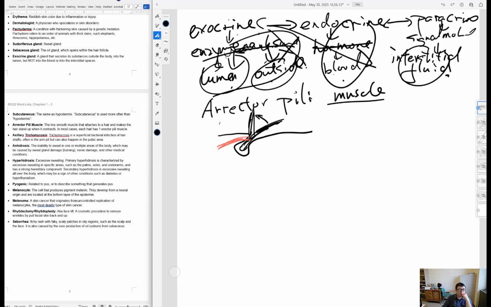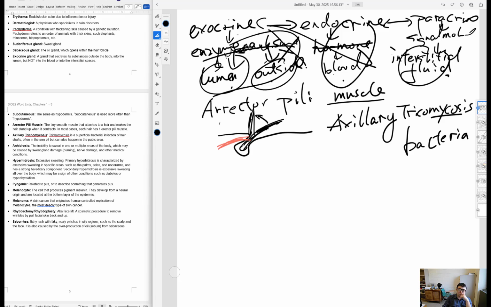Axillary trichomycosis. This is trichomycosis, axillary. This is a bacterial infection. I just mentioned that mycosis is always a fungal infection, but I may not be correct. Double check. I mentioned before that all mycosis is a fungal infection. It may not be true. Anyway, you check that out.